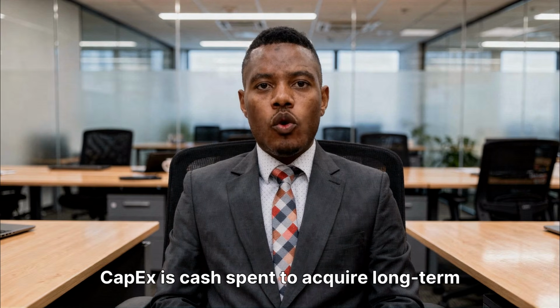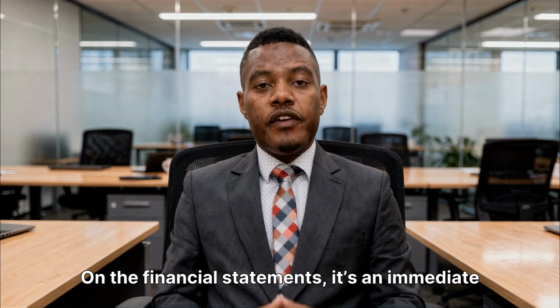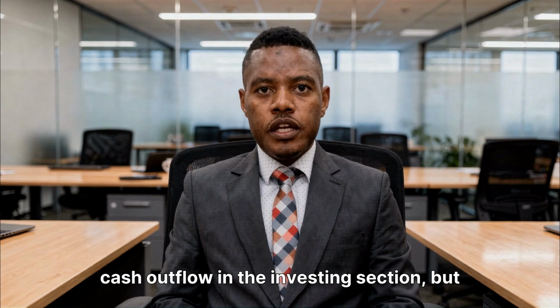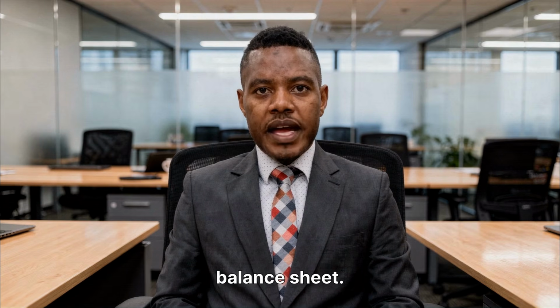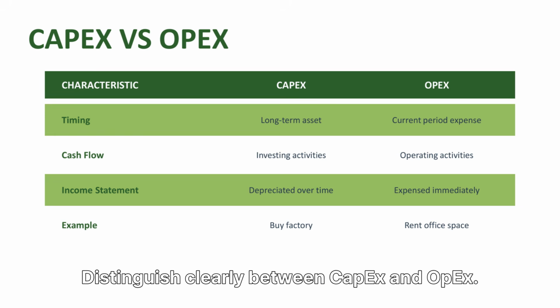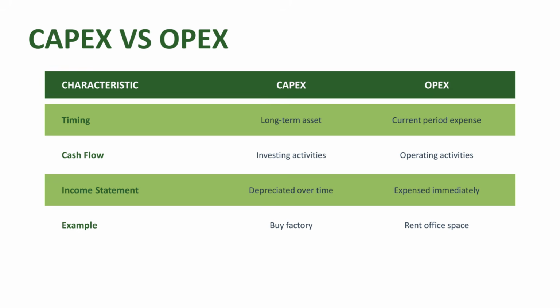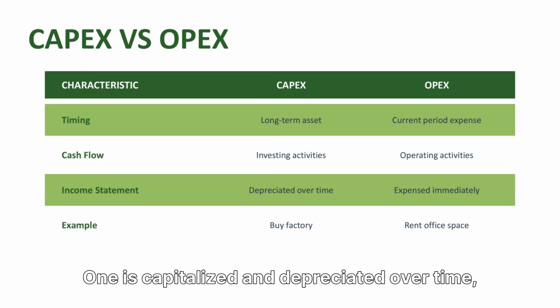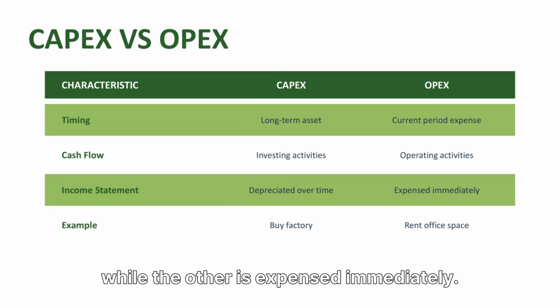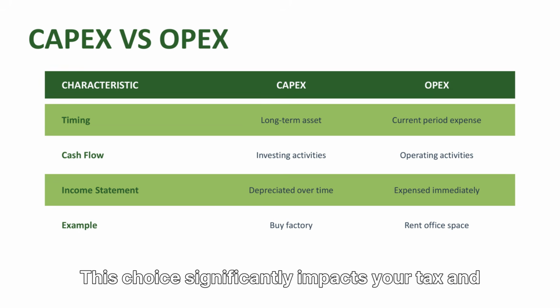CapEx is cash spent to acquire long-term assets. On the financial statements, it's an immediate cash outflow in the investing section, but it appears as an asset on the balance sheet. Distinguish clearly between CapEx and OpEx. One is capitalized and depreciated over time, while the other is expensed immediately. This choice significantly impacts your tax and net income.